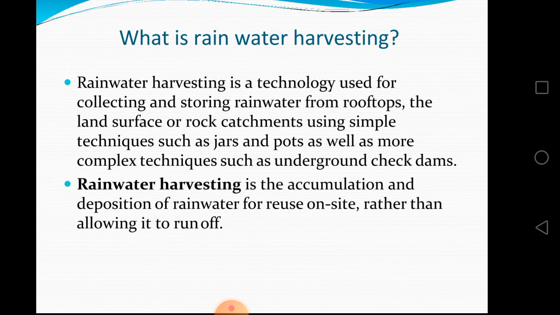What will happen if you do not collect the water? It will not stay. It will infiltrate into the soil, and some water will convert into runoff. So rainwater harvesting is the accumulation and deposition of rainwater for reuse on site. So what is the major work we should do? Whenever rainfall comes, we should collect that water. That way only we can store the water and save that water for our future use.